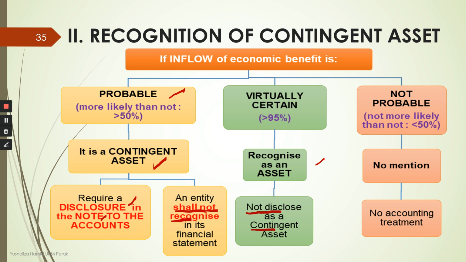However, if the inflow of economic benefit is not probable, where the chances are less than 50% but more than 5%, then you do not need to even recognize an asset, of course.